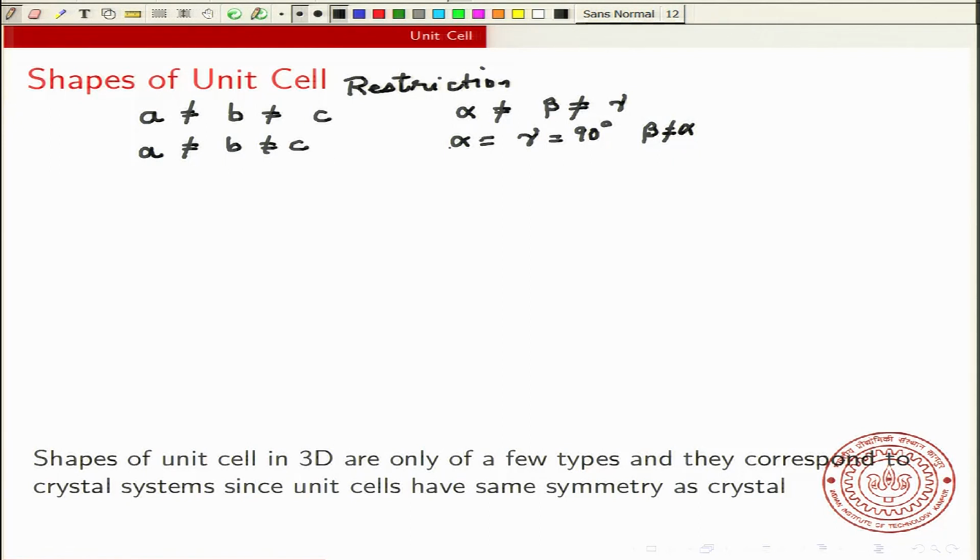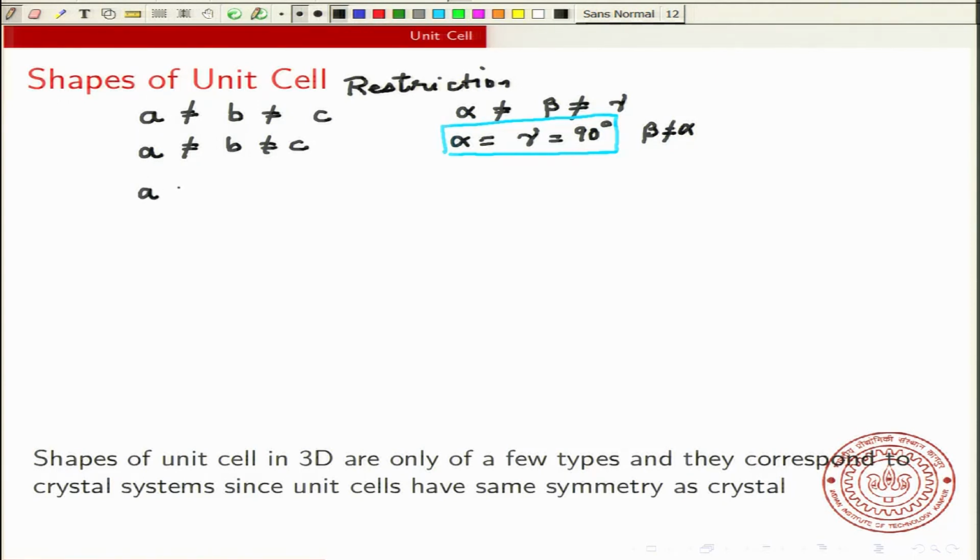Here there is a restriction. So, let me underline the restriction. Alpha equal to gamma equal to 90 is the actual restriction. So, we are saying that A, B, C can be completely independent of each other, but alpha equal to gamma equal to 90 degrees is the restriction. I am just putting the restriction in a square box, and you can go ahead and make more restrictions.